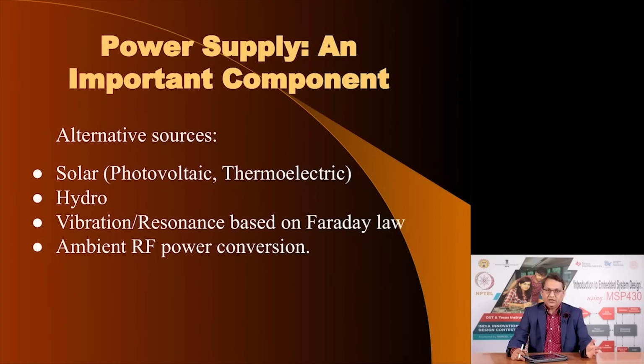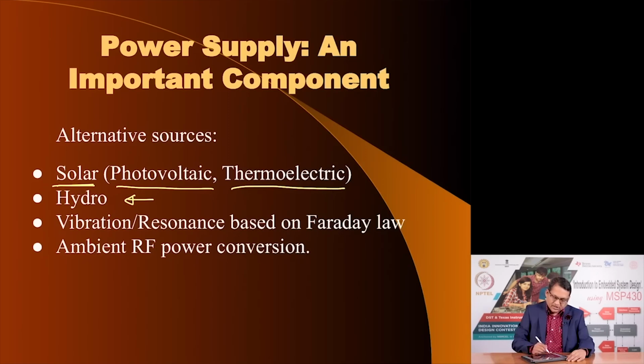The sources other than the grid power which is available through the wall socket, you could consider: is it solar? Solar itself is of two types. One is photovoltaic, which uses solar panels, solar cells, and the other is thermoelectric, which uses the temperature difference applied to a Peltier module to generate a voltage difference, and this could be used to power your embedded system. Another option could be hydroelectric, which means that your system is nearby a source of water which could power or run a dynamo or a generator.